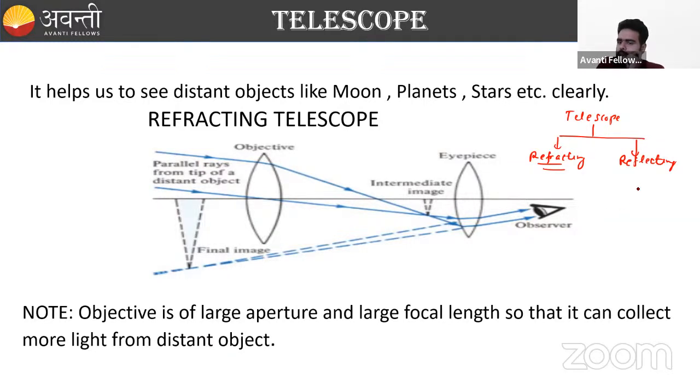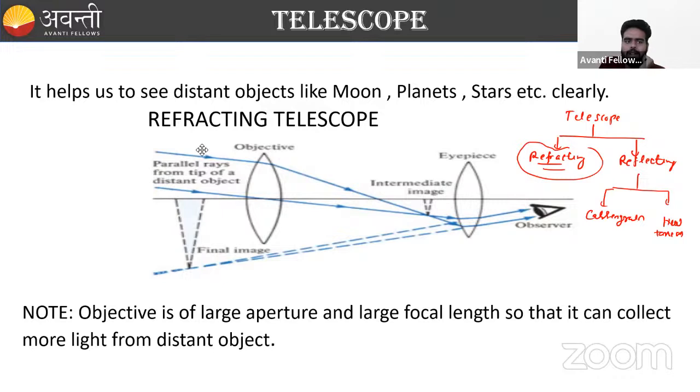In the reflecting telescope, there are two types. One is known as the Cassegrain, and another is the Newtonian telescope. This is only a theoretical part, and only the ray diagram is asked in this section, for Cassegrain and Newtonian. So that is not a much tougher part. So we are only discussing the refracting type of telescope.